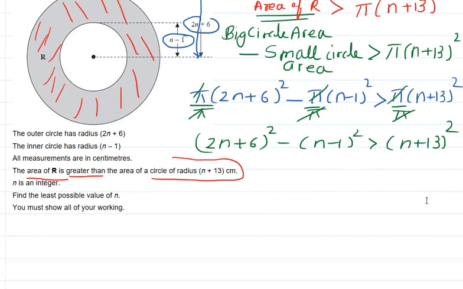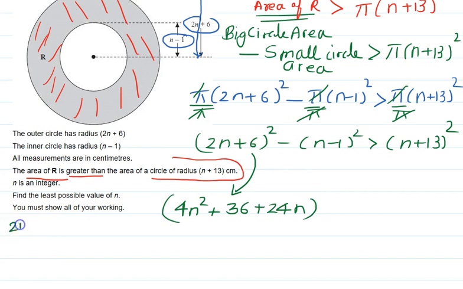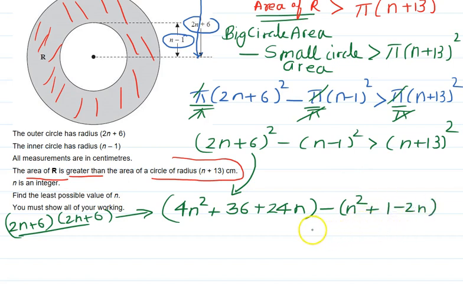We need to expand this. Once you expand 2n plus 6 times 2n plus 6, I'm just expanding directly: 4n squared plus 36 plus 2 times 2 is 4, times 6 is 24n. If you want, you can multiply it out like this. Now this minus sign, (n minus 1) squared means n minus 1 times n minus 1, so the expansion is n squared plus 1 minus 2n, and greater than (n plus 13) squared, which is n squared plus 169 plus 26n.